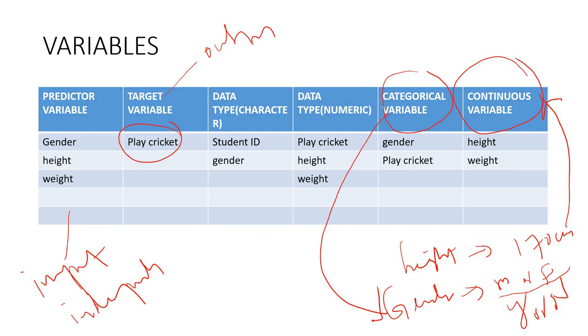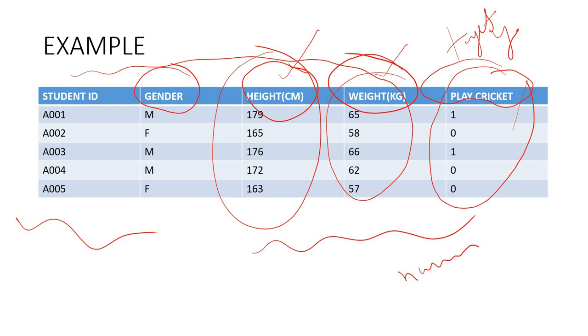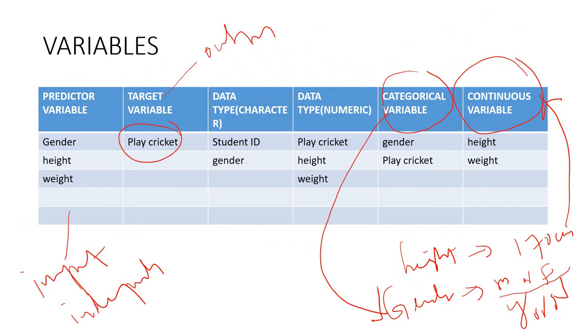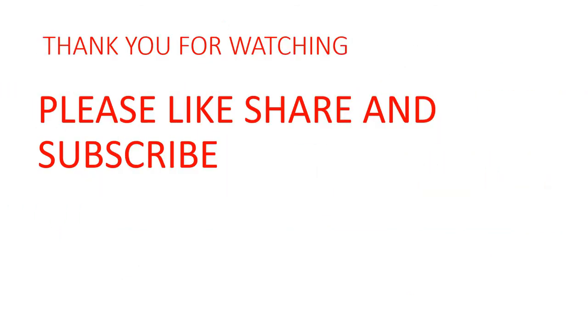That's how we can arrange the variables. This is the way we identify the variables when you are given the data. This process is the first step in your feature engineering. That's what we discussed, and that's all about variable identification.